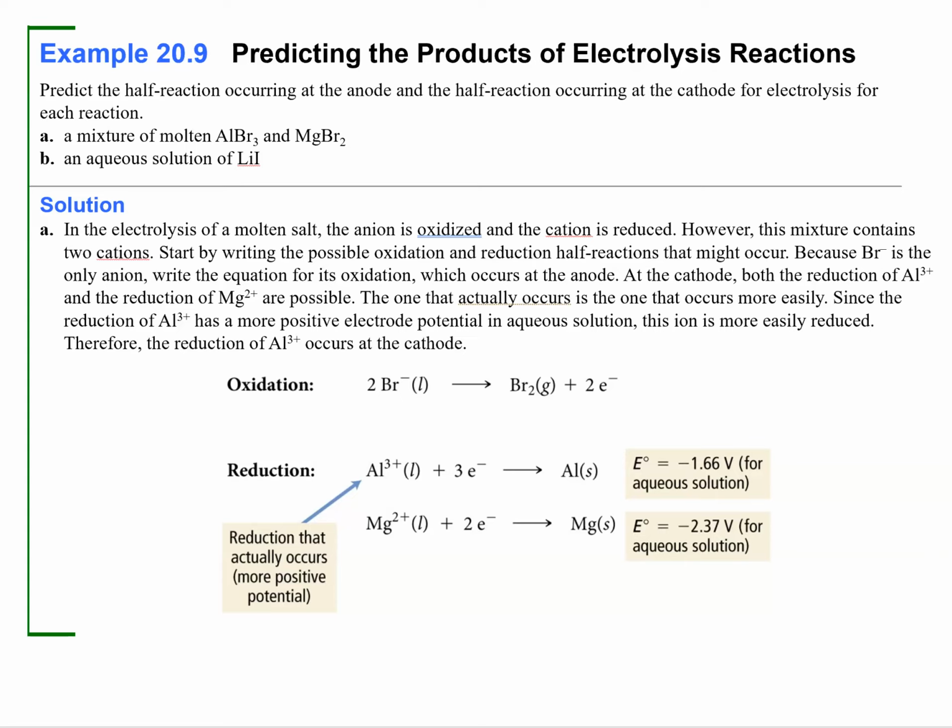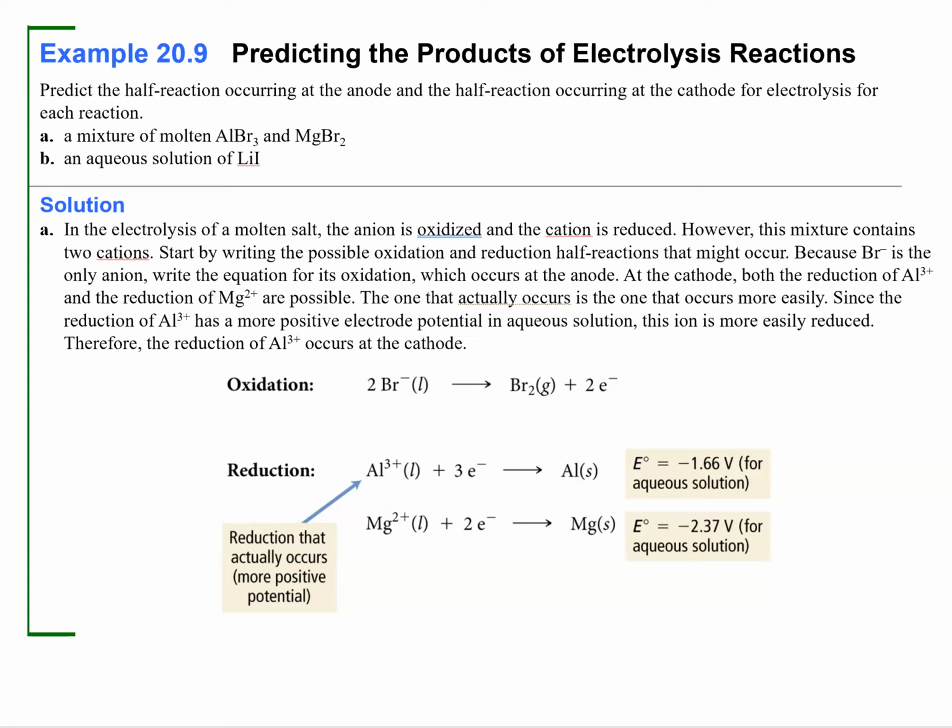So for this example problem, let's predict the half reaction occurring at the anode and the half reaction occurring at the cathode for electrolysis of each reaction. So A is a mixture of molten aluminum bromide and magnesium bromide, and B, an aqueous solution of lithium iodide. So let's start with A.